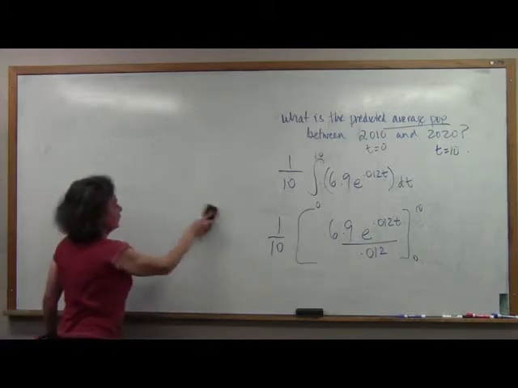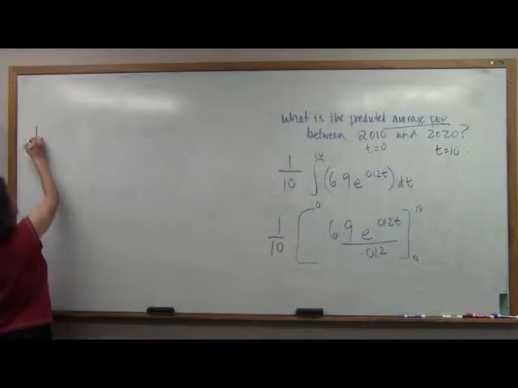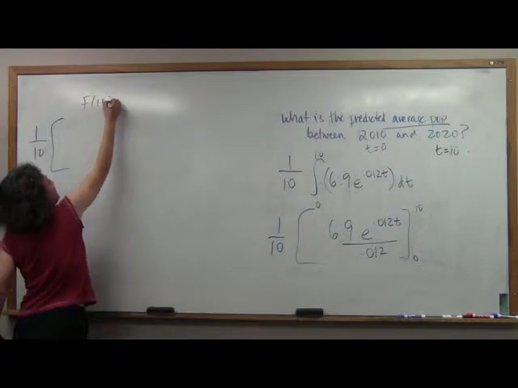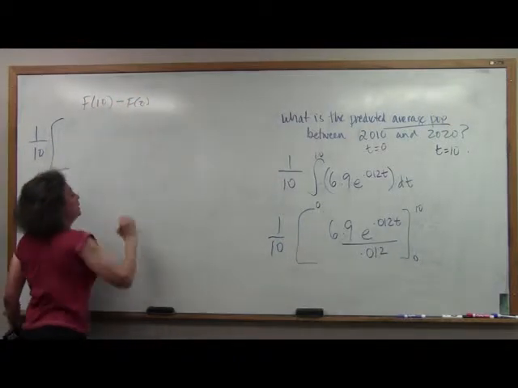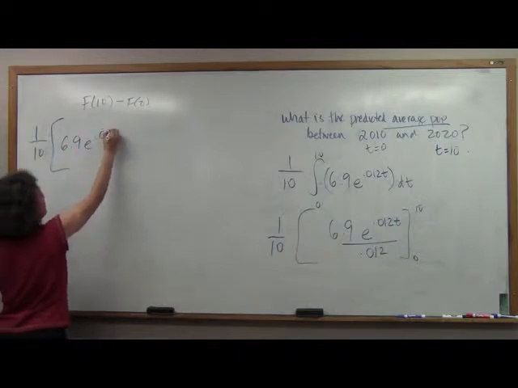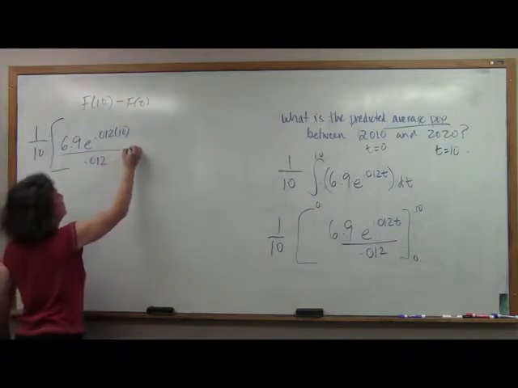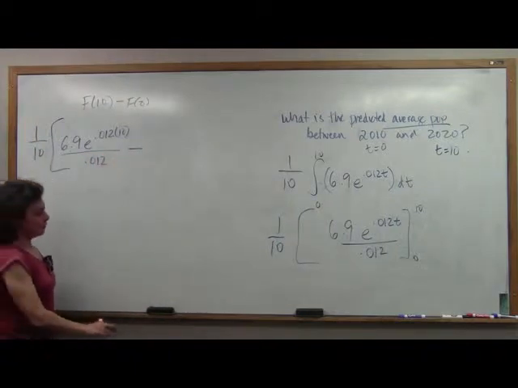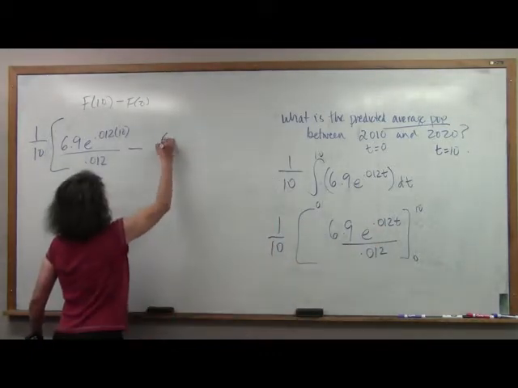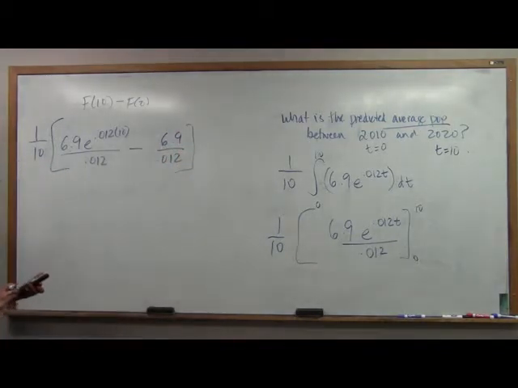All right, now I know we all know how to compute this, but curiosity has gotten the better of me, so let's actually see what we get. 1/10, and again, what do we do? We plug in 10, subtract off what we get when we plug in 0. So we have 6.9 e to the 0.012 times 10 divided by 0.012 minus, well, notice when we plug 0 in here, e to the 0 is 1, so we're just dividing by 6.9 over 0.012.